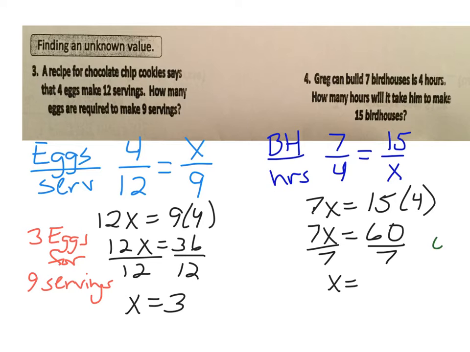Go off to the side, and you could do 60 divided by 7, and then 7 goes into 60 8 times, and that is a 56. Your remainder's 4. You can't stop because there's a remainder. Add the 0, add your dot, and 7 goes into 40 5 times. So it's around 8.5. And we look back up and we say, oh, this is representing hours. So that's 8.5 hours.